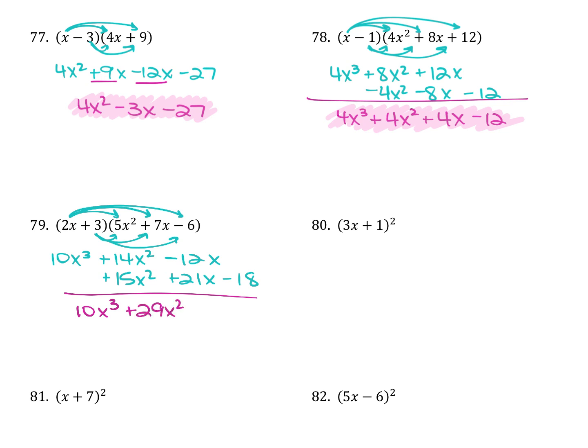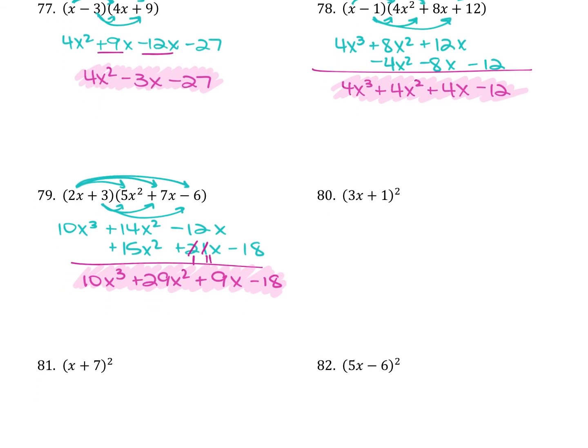That negative 12x plus 21x, you're going to subtract those and keep the sign of the bigger number. Bigger number is positive. The 1 turns into an 11. The 2 turns into a 1, so 11 minus 2 is 9x. And then that 18 drops down. So it's just 10x cubed plus 29x squared plus 9x minus 18.